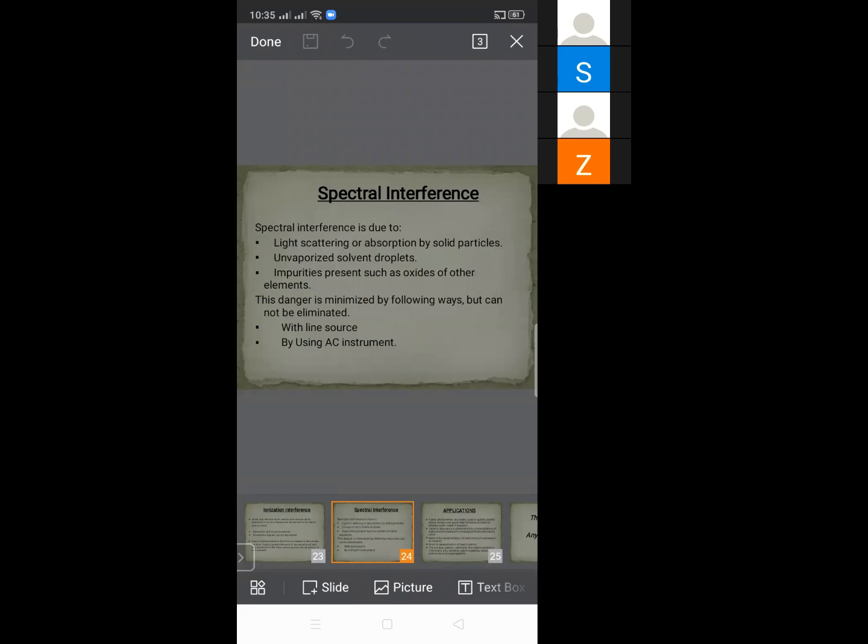Spectral interference is usually overcome or minimized in the following ways, but it cannot be eliminated completely. By using a line source in the flame emission analysis, we can overcome the spectral interference, and by using an AC instrument instead of a DC instrument, we can control the spectral interference.